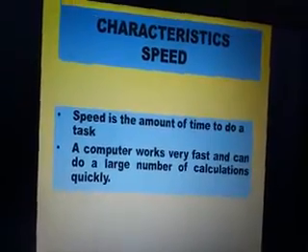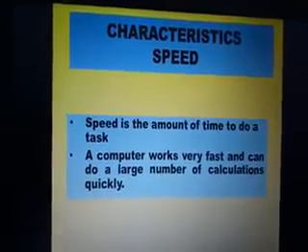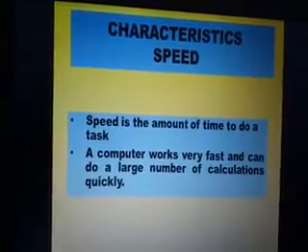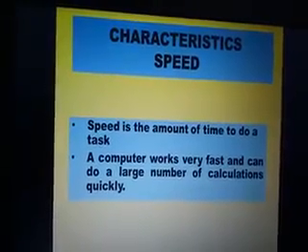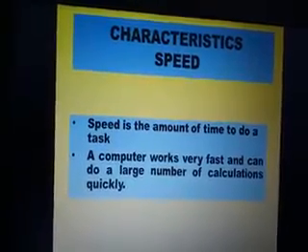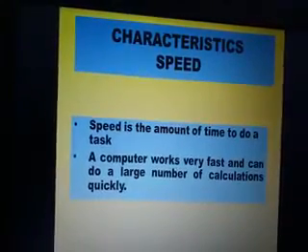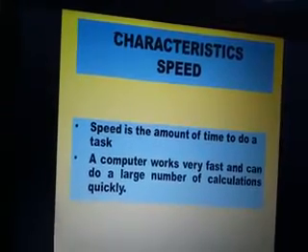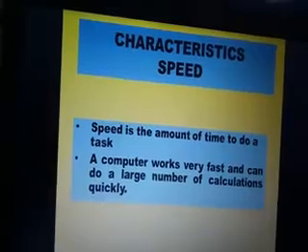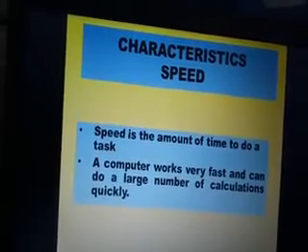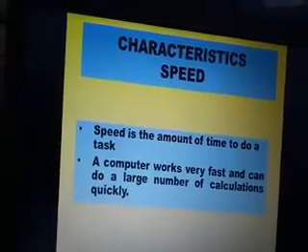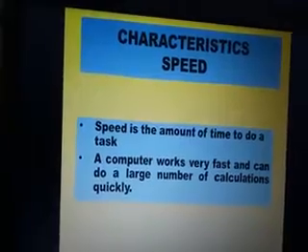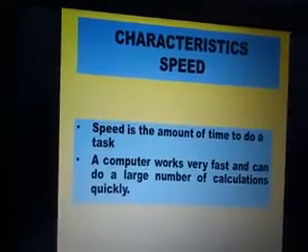Now let's take your report cards. Previously, report cards were written by hand. The teachers had to write the report cards by hand, and they also had to calculate things like year's average, half year's average, and the rank and other things. And it would take a teacher at least one full working day to prepare the report cards of one class. Today, by using a computer, we can print out the report cards of the entire school within hours. So that way, computers work very fast and can do a large number of calculations quickly.